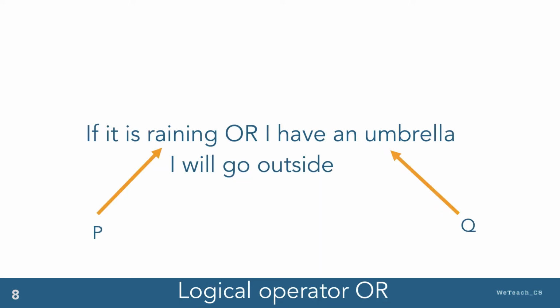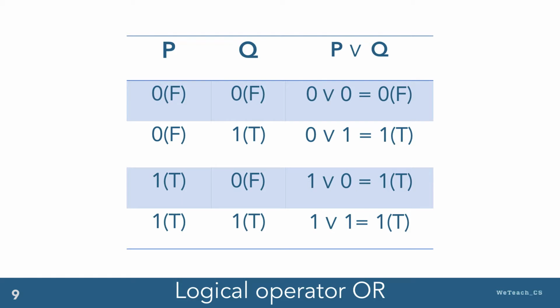In this example, we are demonstrating the OR logical operator as used in Boolean operations. If it's raining outside or I have an umbrella, I will go outside. Using letters to replace the statement, we can mathematically write P disjunction Q. Here again, we see the truth table is the same, where you have a true output as long as either variable is true.